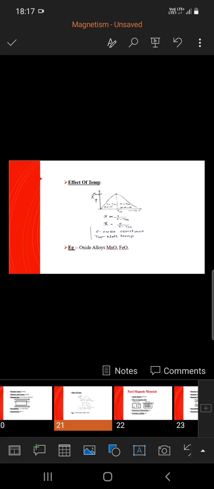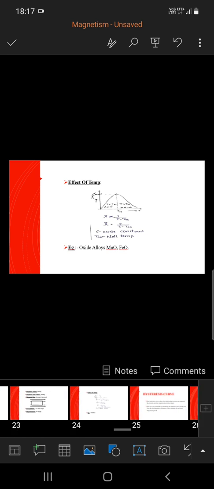Example is oxides, aluminates, MnO and FeO.